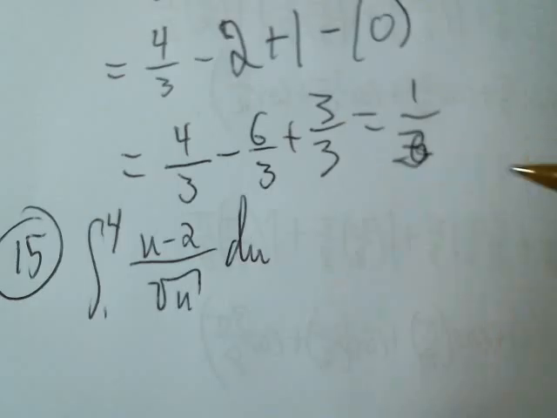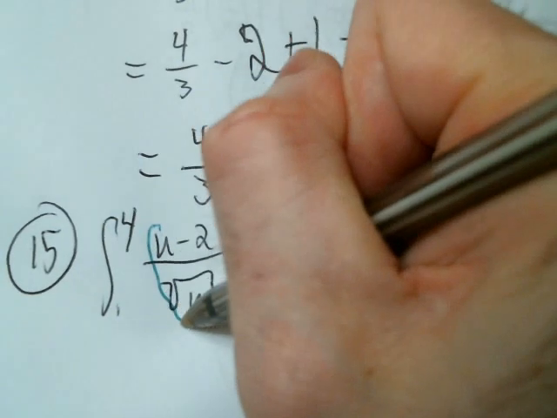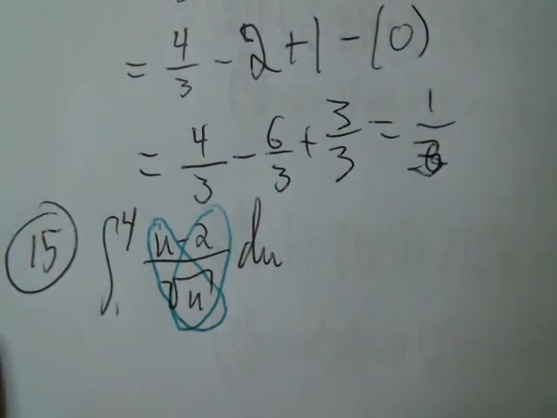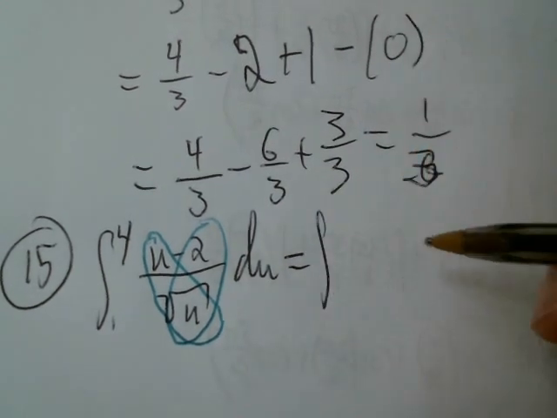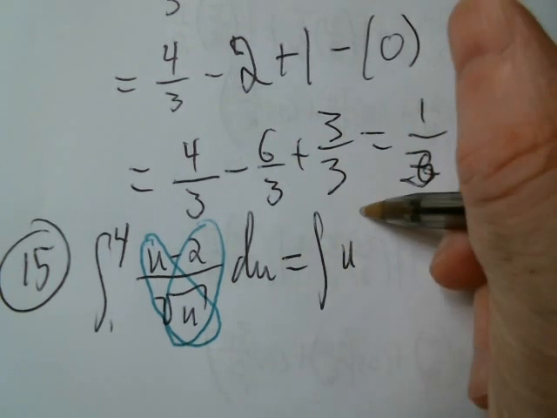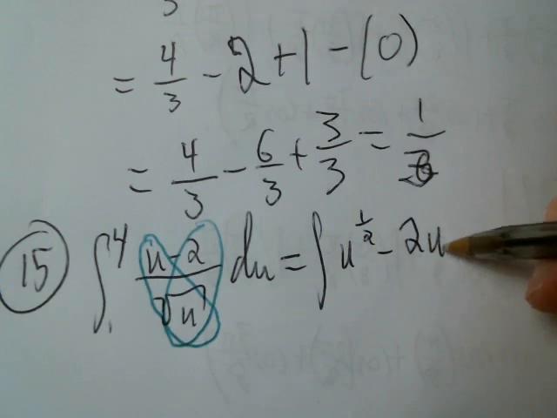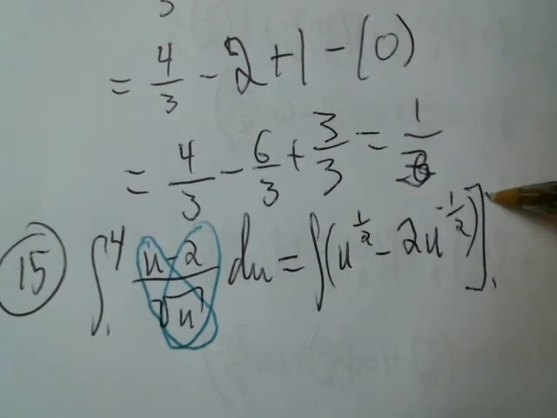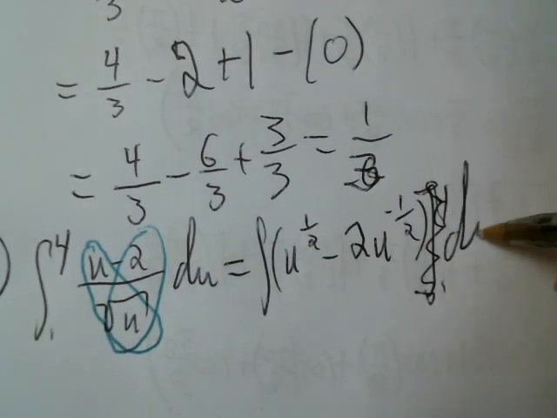Okay, so I looked at one of these earlier, similar to it, and what we did there was to fillet it or butterfly it, whatever you want to call it. And so what do we end up getting? u over square root of u is u to the 1/2, and then minus 2 over square root of u, which is 2u to the negative 1/2. And we're integrating from 1 to 4. Whoops, I didn't integrate yet. That's a boo-boo. Okay, so du.